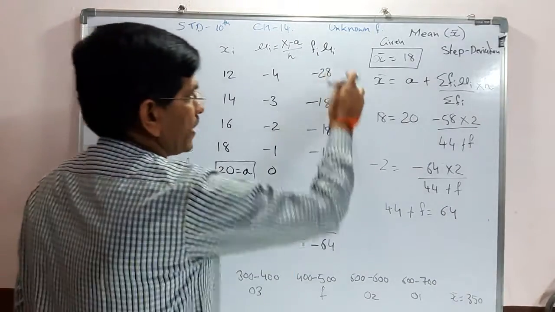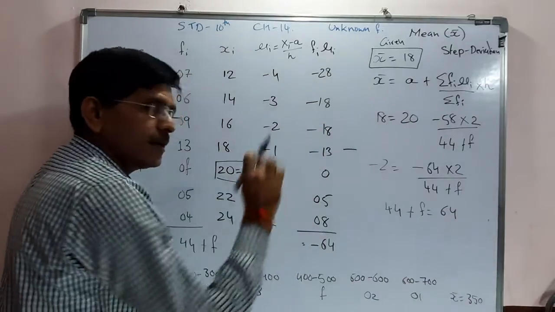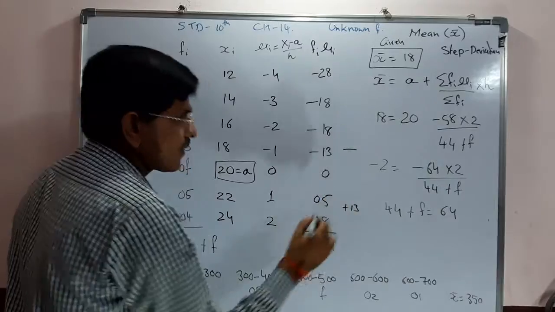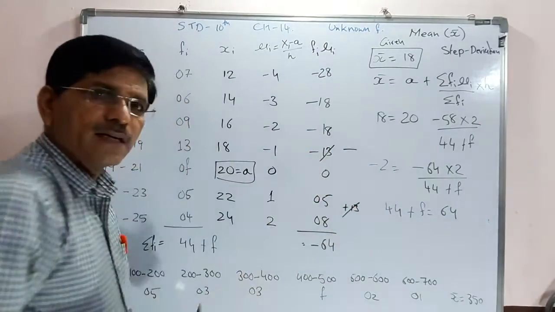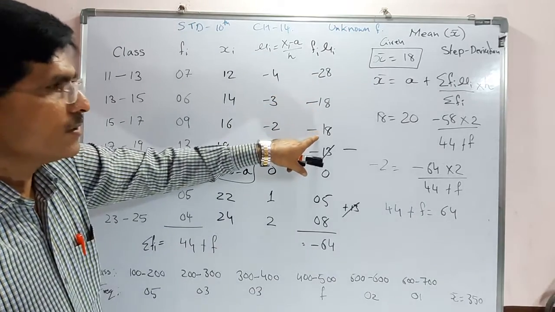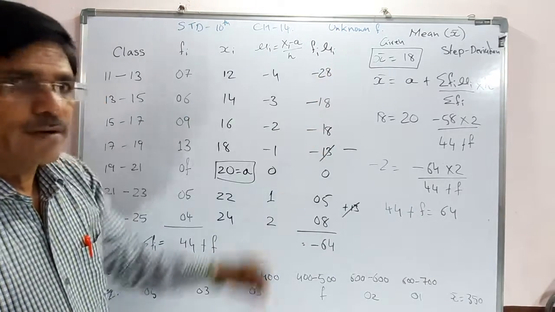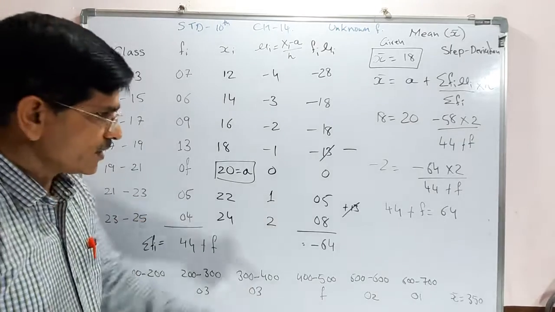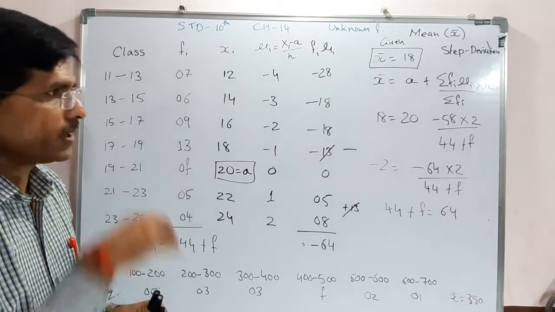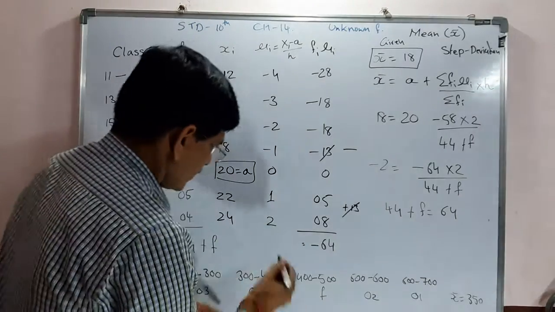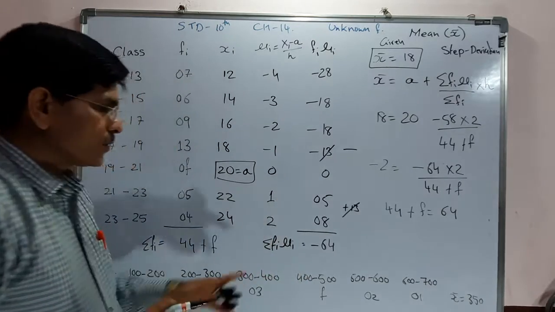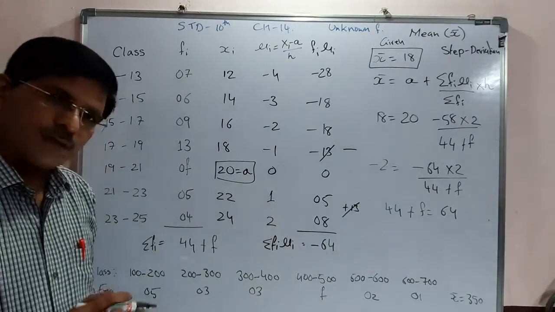Now all these are negative and these are all positive. So 5 plus 8, that is plus 13. Now plus 13 minus 13 is calculated. Now remaining is 28, 18, 48, adding up to 40 plus 24, which is 64. That is why I am writing minus 64. So sigma fi ui we have got as minus 64.